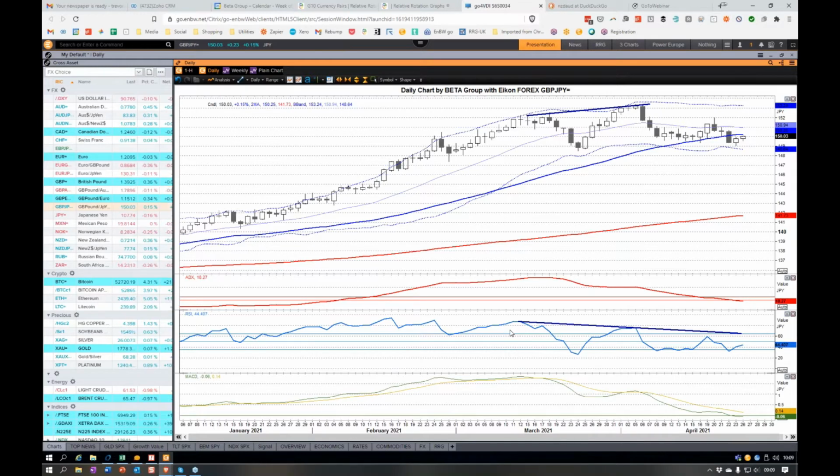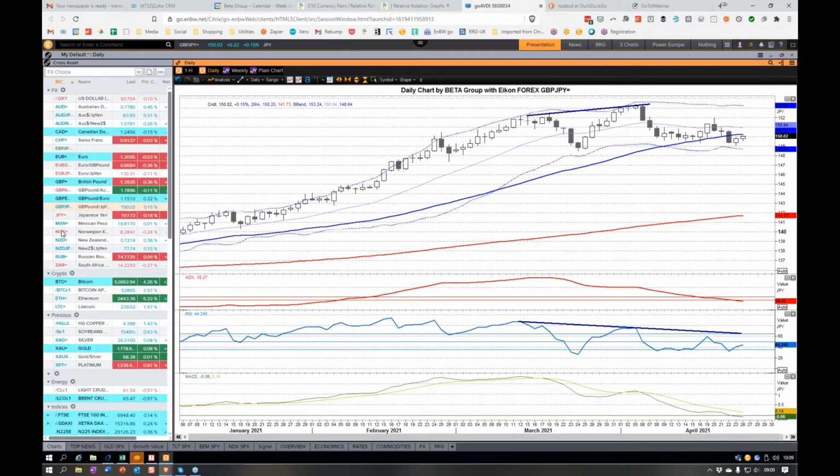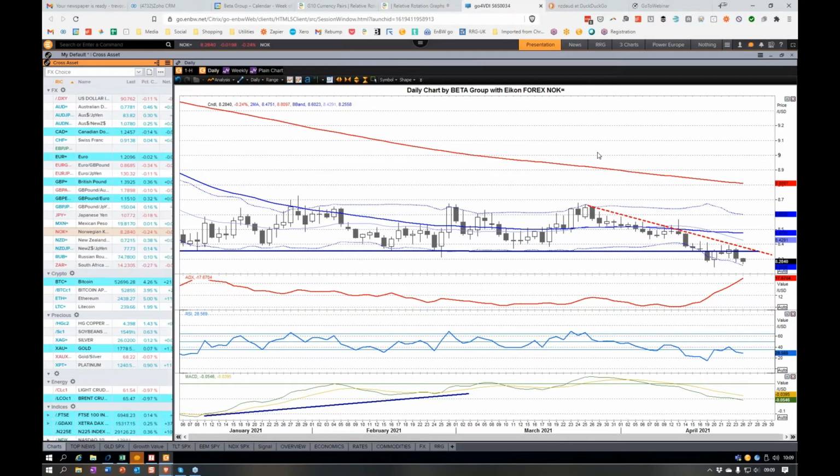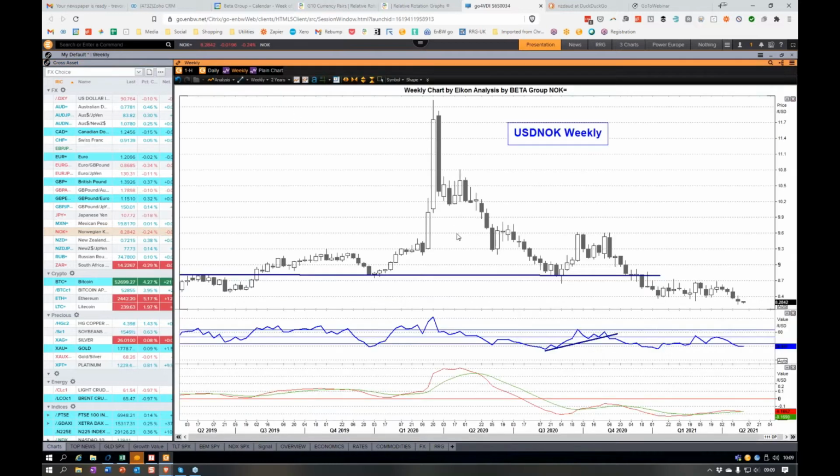Yes, okay, I will do that. I'll do that one last. I wanted to just look at the Norwegian crown, and then I'll do the Mexican peso. Thank you. So, Norwegian crown. Remember where that was.